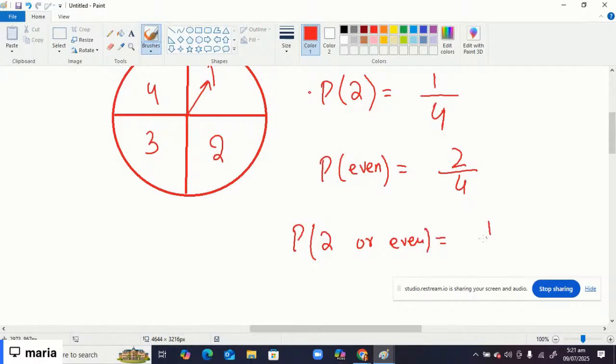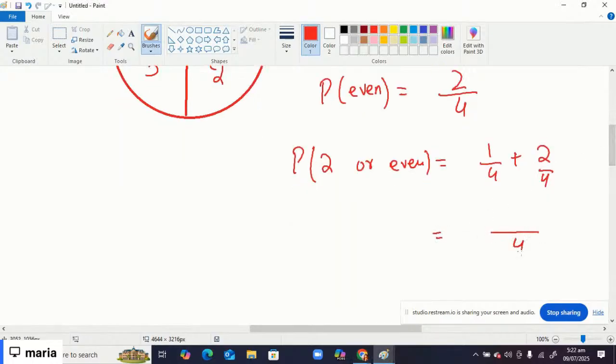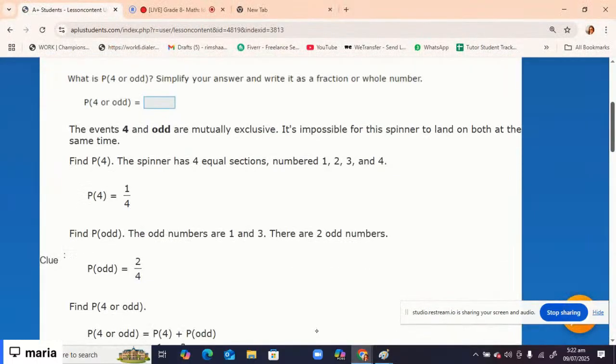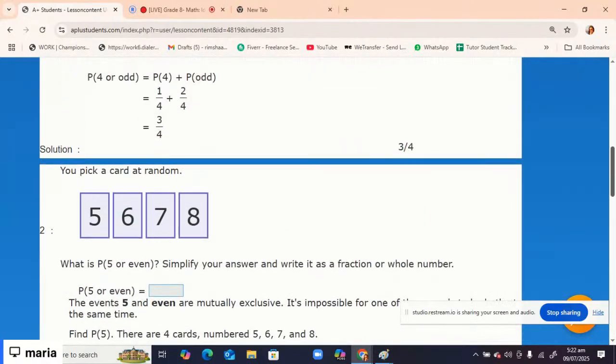Now the meaning of or is 2 or even. That means we're going to add up 1 by 4 plus 2 by 4, then 1 plus 2 over 4, and that is 3 by 4. So this is the probability that we get. You pick a card at random, 5, 6, 7, 8. Find the probability of 5 or even.